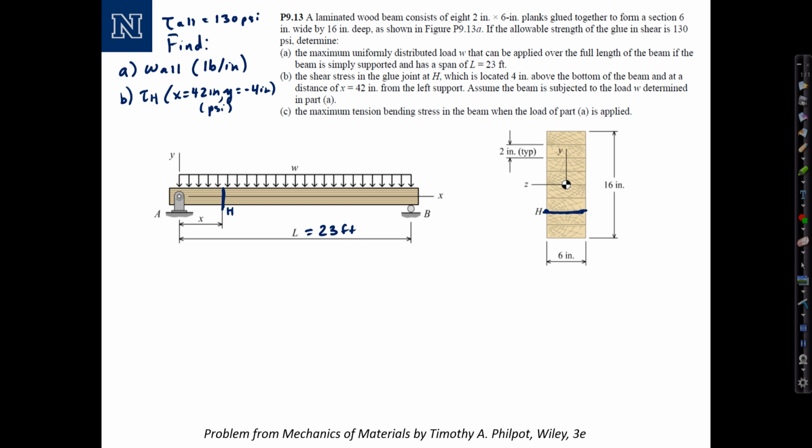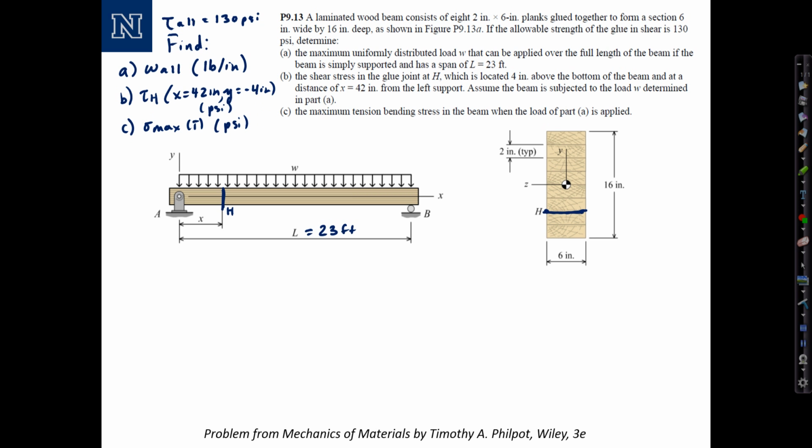In part C, we're asked to find the maximum tension bending stress in the beam when the load of part A is applied. I'll call that sigma max. And in tension, anywhere in the beam, and the units would also be psi.